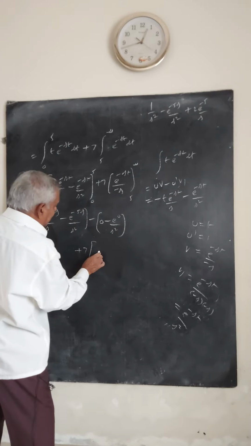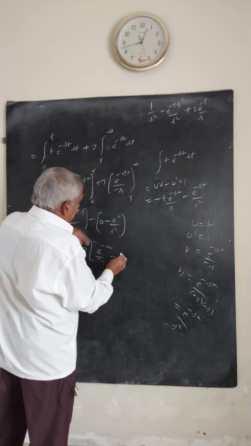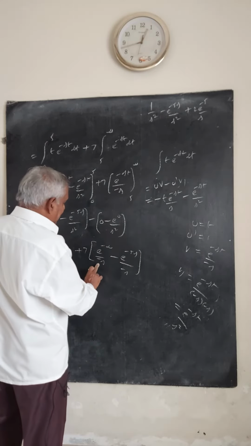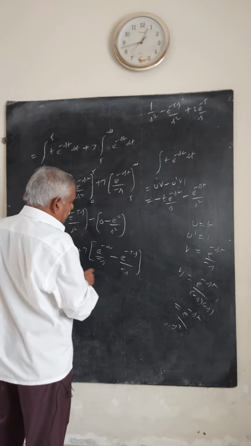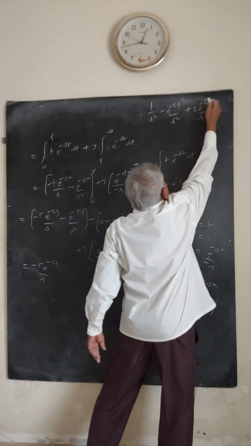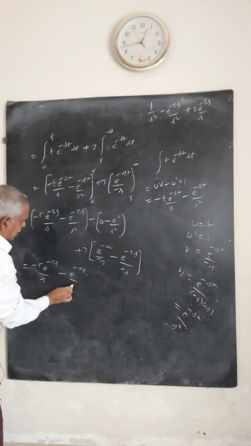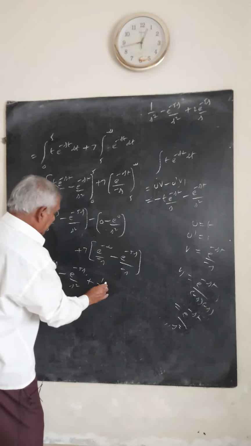Similarly, for the upper limit infinity, e power minus infinity by minus s. Taking the negative common, the limit is 5, e power minus 5s by minus s. Keeping minus s below and removing the bracket, we get minus 5 e power minus 5s by s, minus e power minus 5s by s square plus 1 by s square.